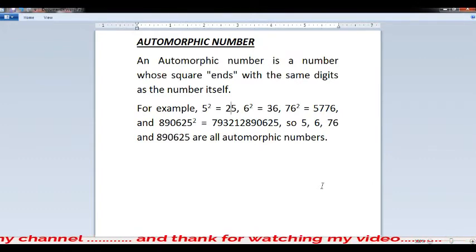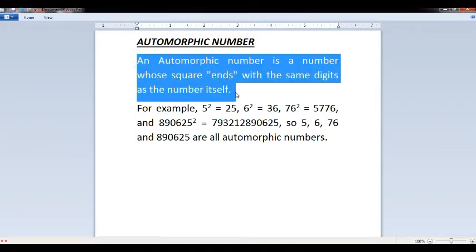So let's start today's discussion. Firstly, in this video we will analyze what an automorphic number is and its problem, and after that we will understand the flow of execution of the program, or we can understand it by illustrating the program or code. So firstly we discuss what an automorphic number is.